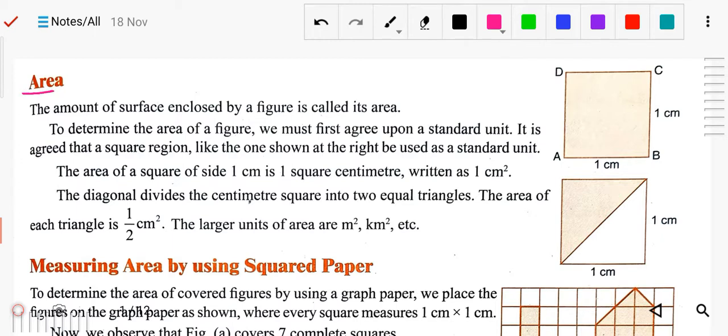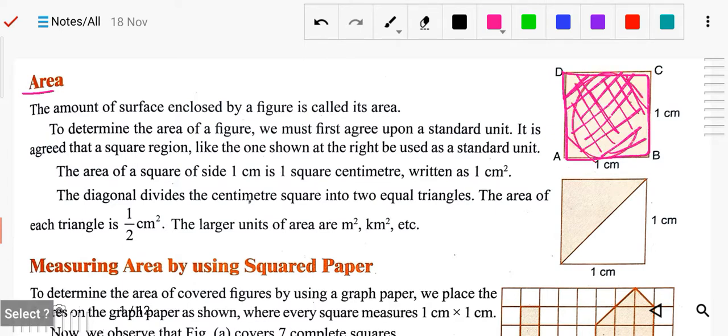What is area? The amount of surface enclosed by a figure is called its area. Suppose this is one of the figures you can see. The A means how much surface is enclosed by this figure. So this is the surface which is enclosed by this figure.